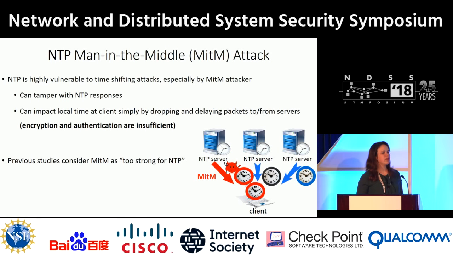Moreover, a man-in-the-middle can also impact the local time by simply dropping or delaying packets to or from servers. That is why encryption and authentication do not help. So, indeed, previous studies consider man-in-the-middle as too strong for NTP.